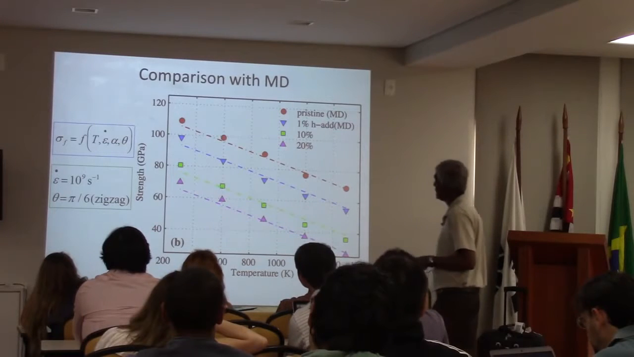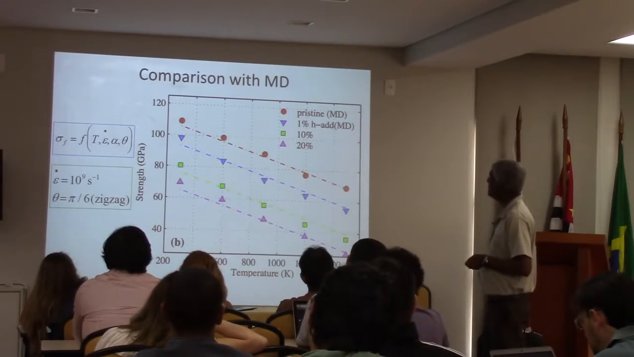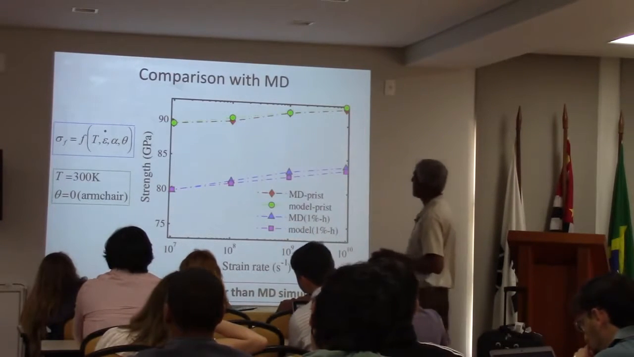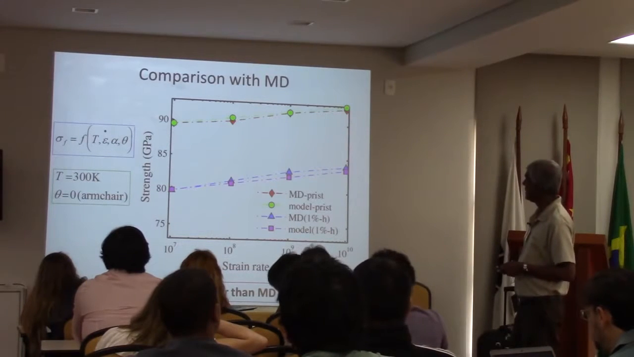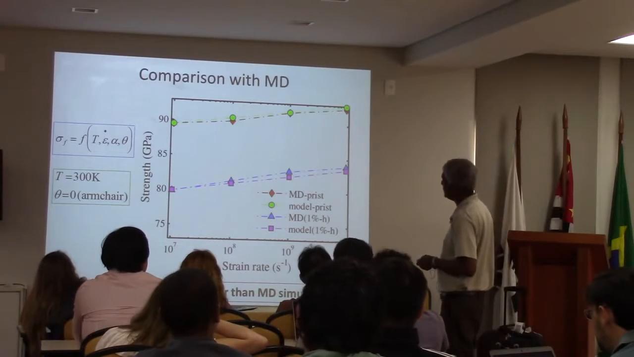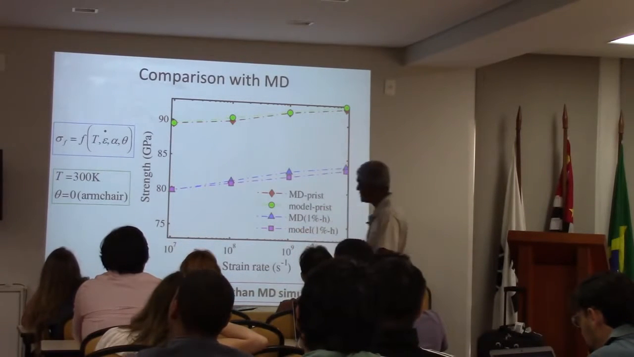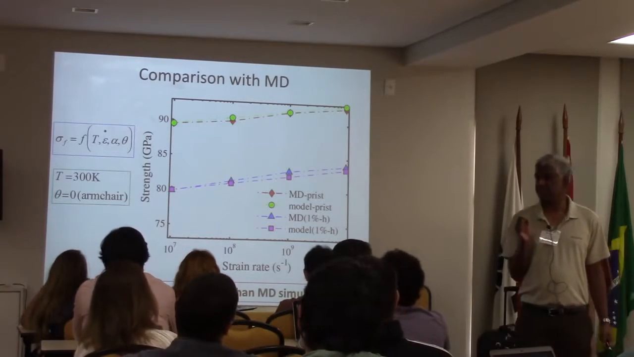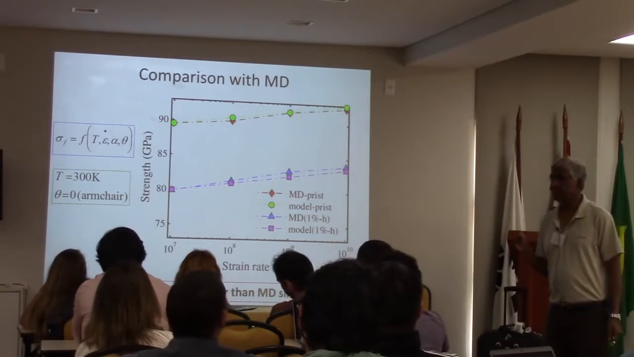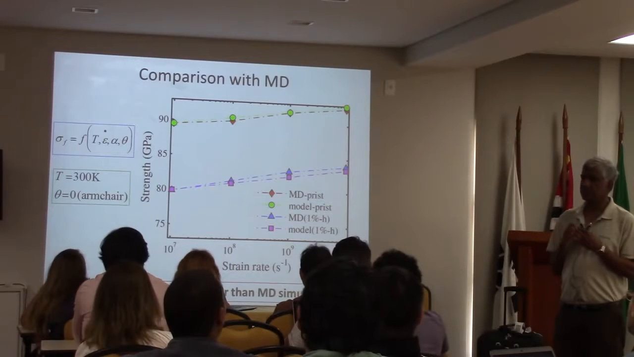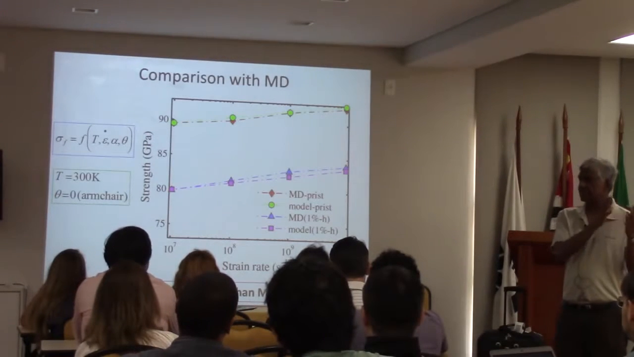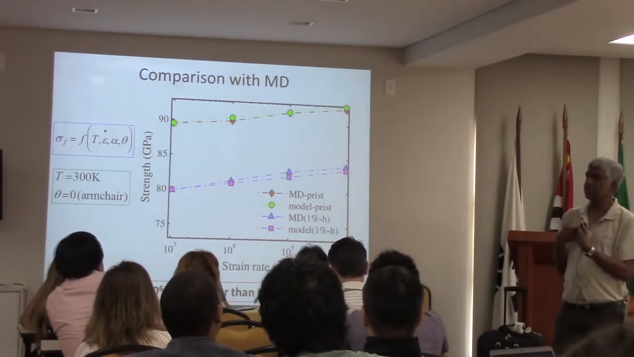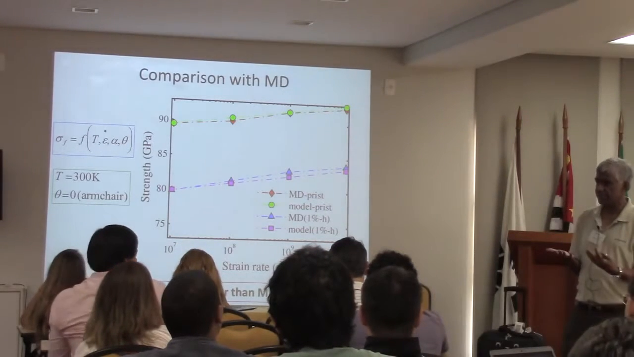So here is another very similar thing, strength for a zigzag sheet, armchair, because the orientation affects the strength. And this is very interesting. So you can see that the model we develop is 10 to the power 6 times faster than MD. So it's basically an idea from the traditional continuum mechanics extended into these types of structures using some of the knowledge that we have derived through MD simulation.